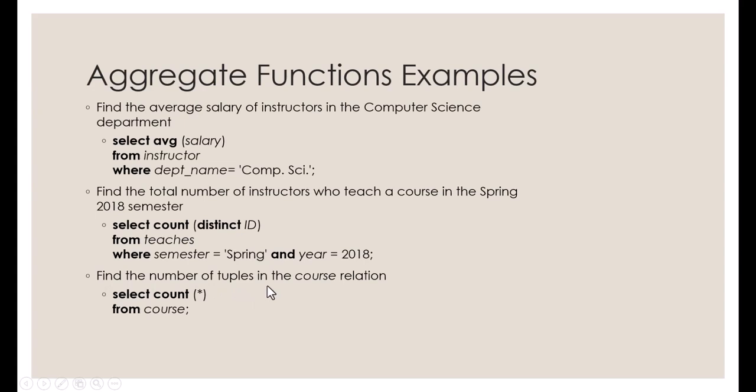Find the number of tuples in the course relation. So select count and asterisk. Asterisk means everything. We're finding how many rows of data we have from this course table.